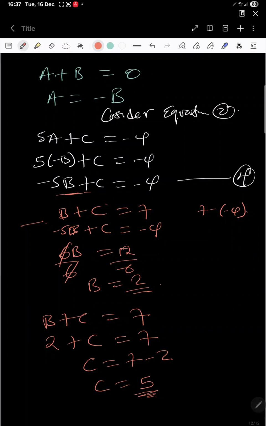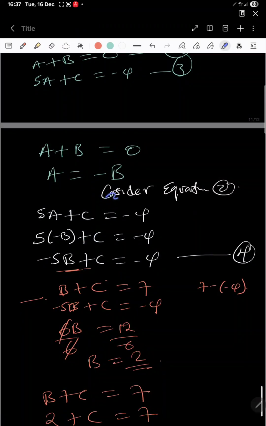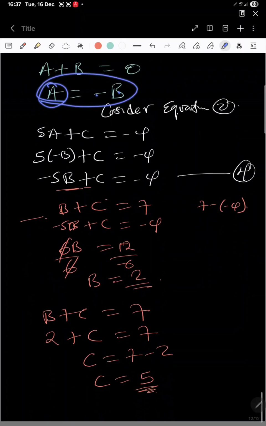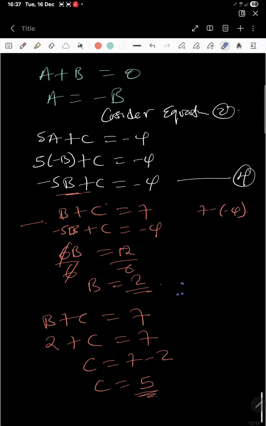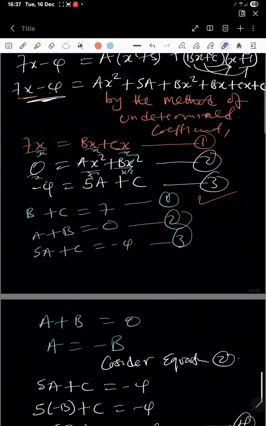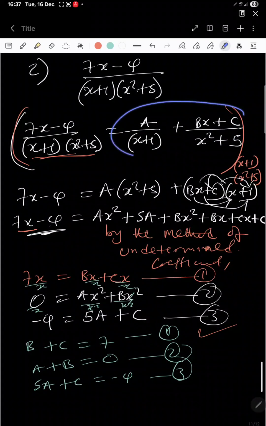Now we need to get the value of a. Remember, we were told that a is equal to negative b. So for you to get a, just say negative of b. Therefore our a is equal to negative, and b is 2, so a is equal to negative 2. So we know the values. Now after getting the values of a, b, and c, you go and replace them here, so that you have your final answer for the decomposition of partial fractions.